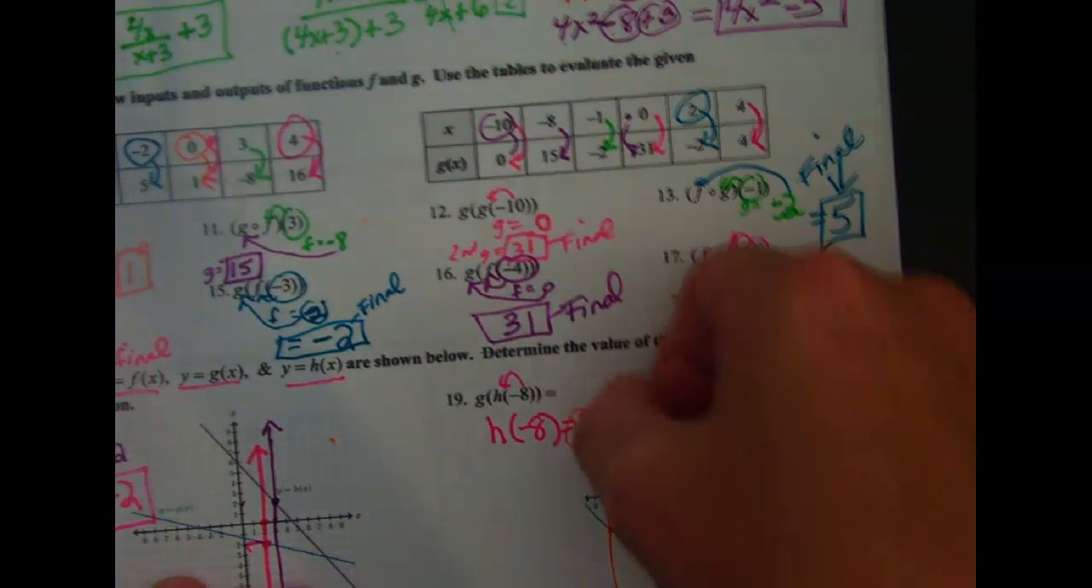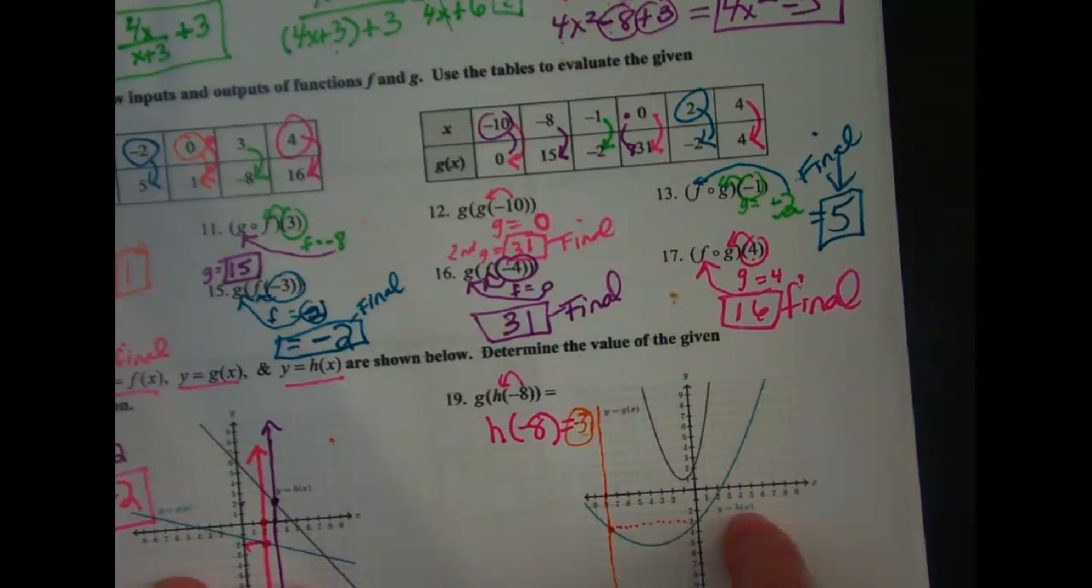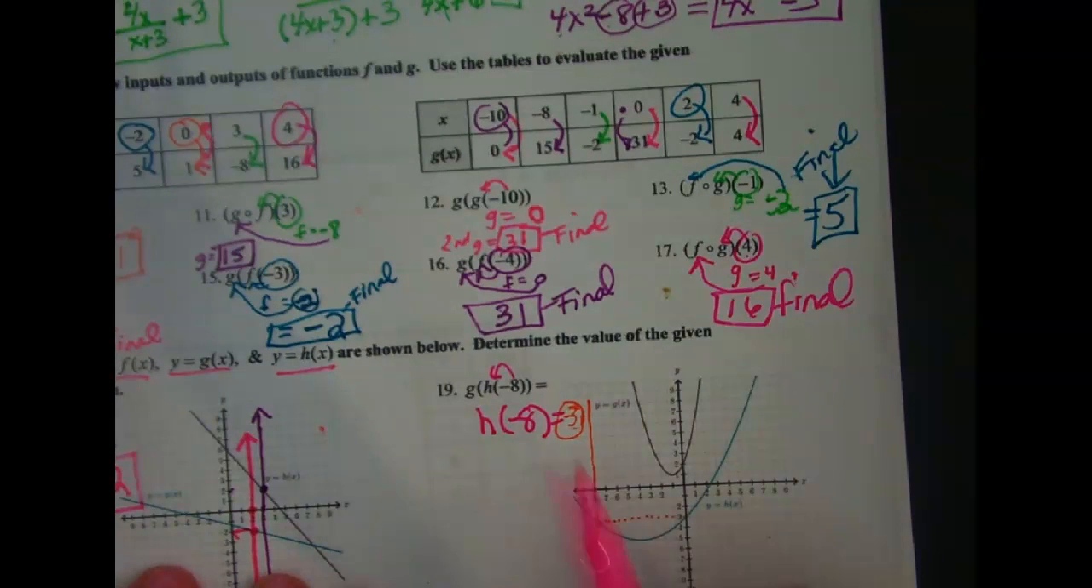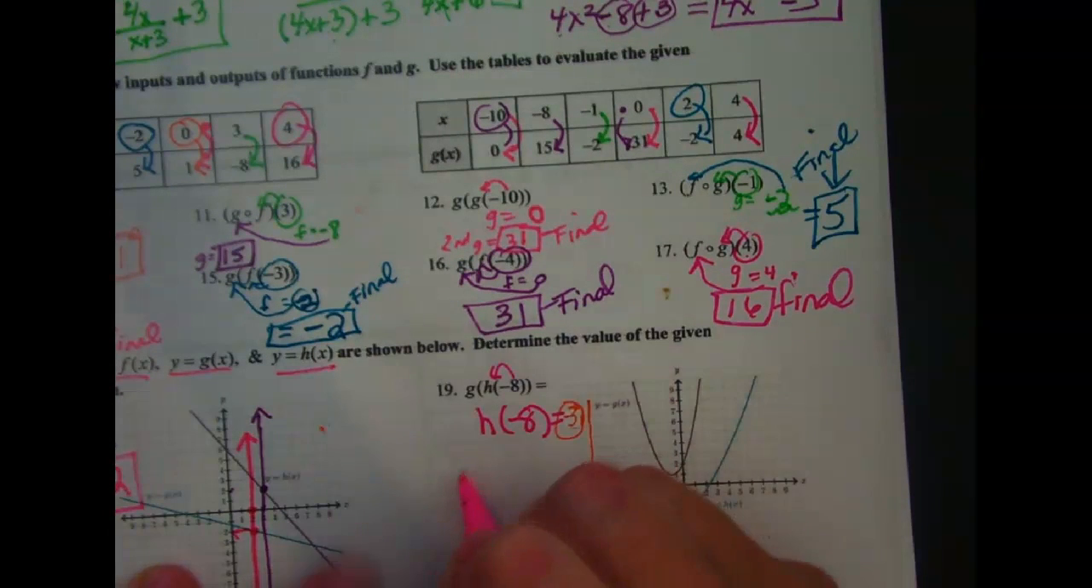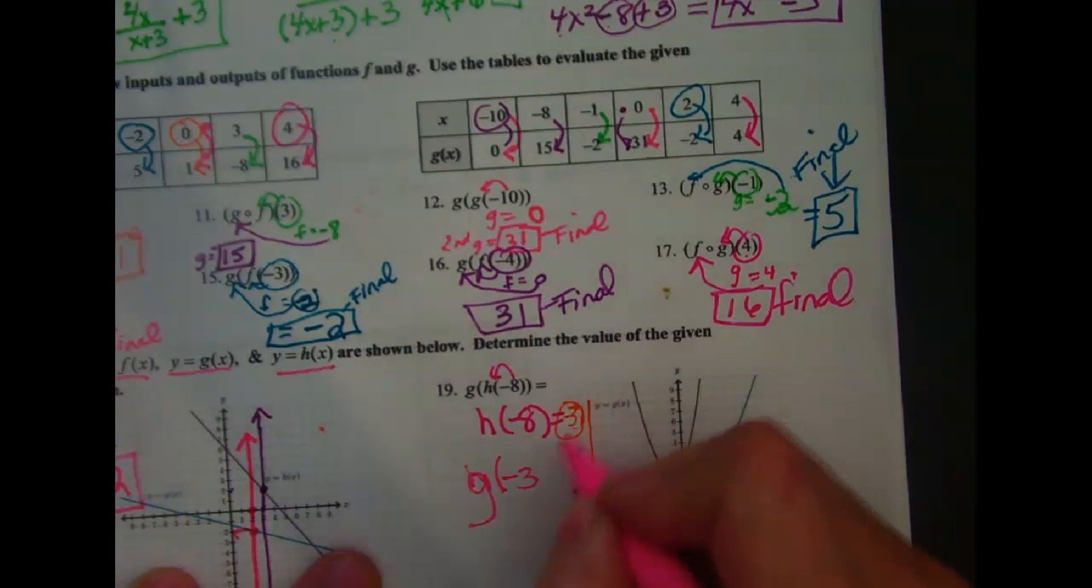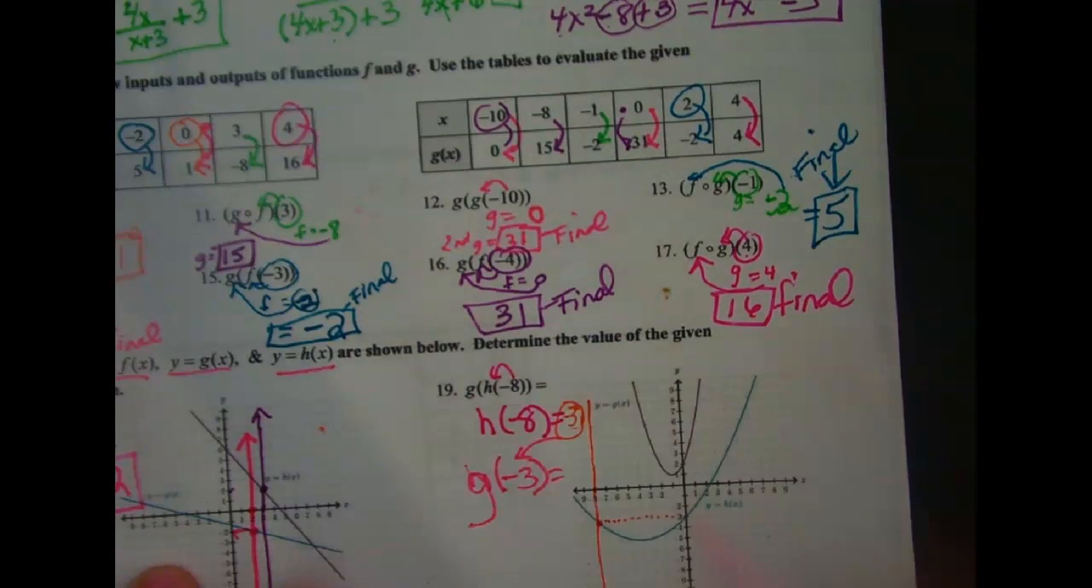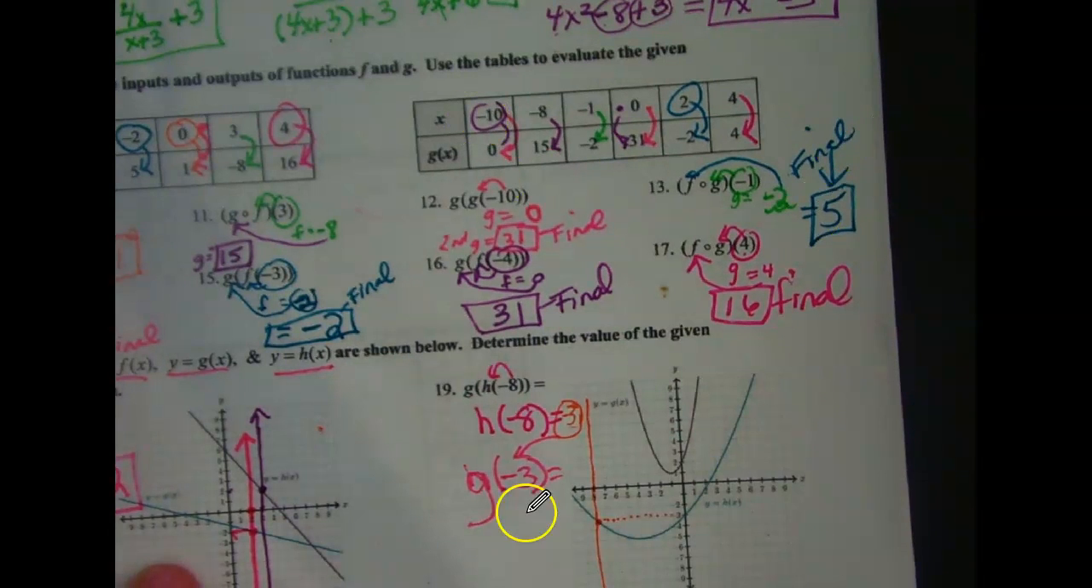If you draw your line in and you're doing the h function, you look at -8, follow it down, it hits right here, and then I drew my little dotted lines to see where it hits the y. So now you're going to take that -3 and you have to plug it in and find g of -3, because now we're in g and we're using this number. So go ahead and draw that vertical line and tell me where it hits the g, which is our final answer.